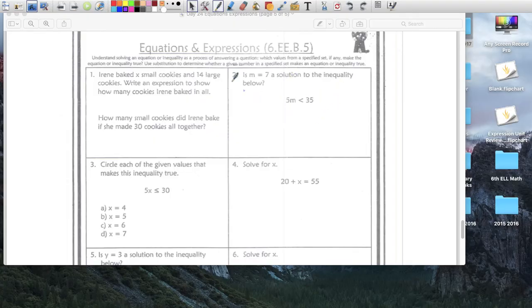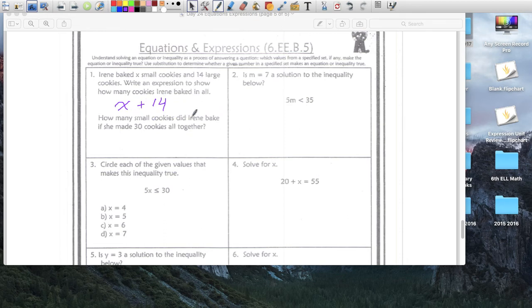She baked X small cookies and 14 large cookies. How many cookies are baked in all? So she made X plus 14, right? X represents the small cookies, so the total is X plus 14.